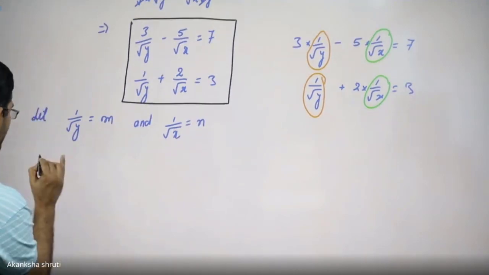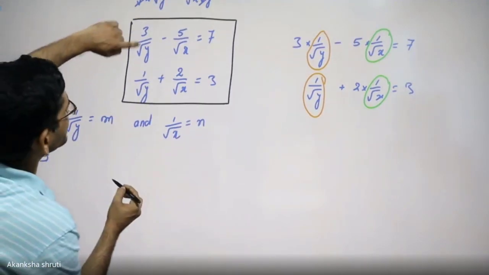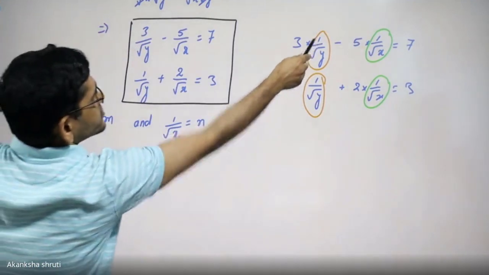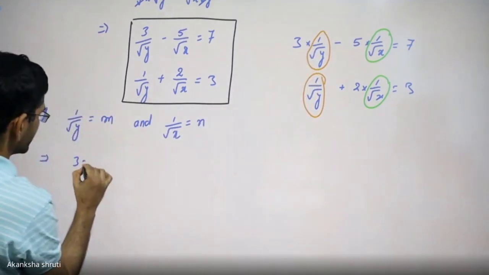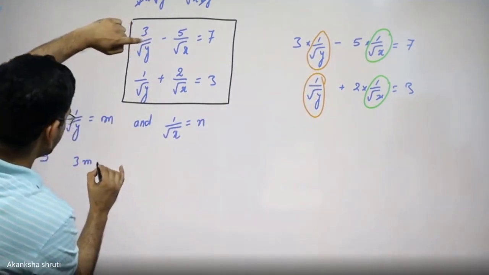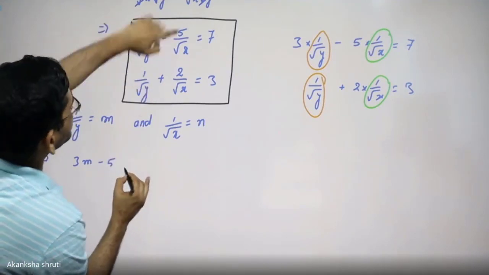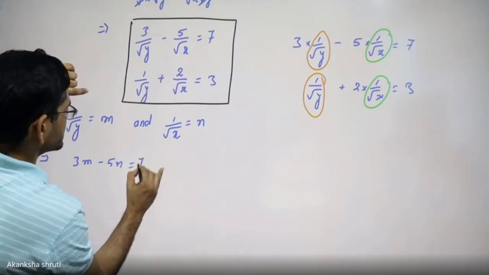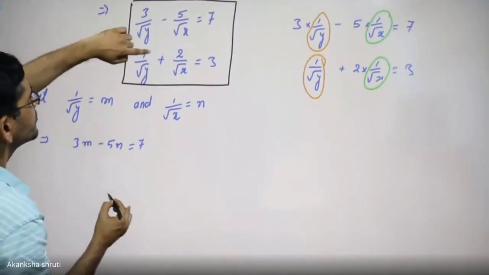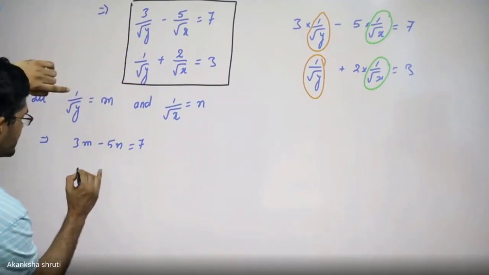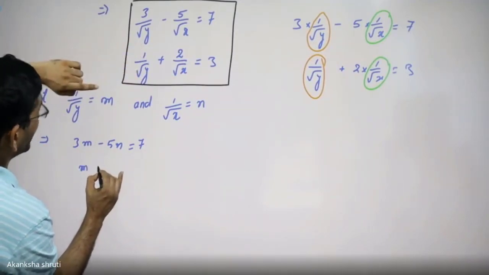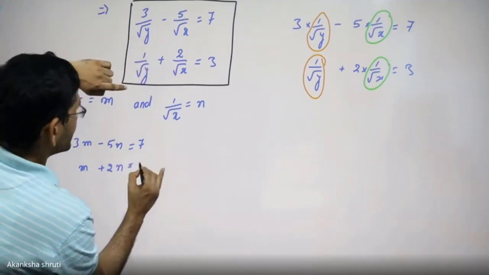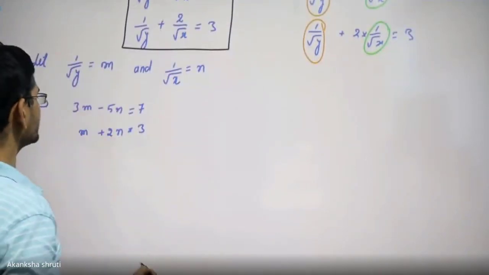How will the equation appear? 3 in place of 1 by root y. Keep in mind this entire term is substituted as m. So it is 3m minus 5, and in place of 1 by root x, it is n. So n is equal to 7. In equation 2, 1 by root y itself is m, so only 1m, the coefficient is 1, plus 2, 1 by root x is n, is equal to 3. Now these two are the equations and we have to solve.